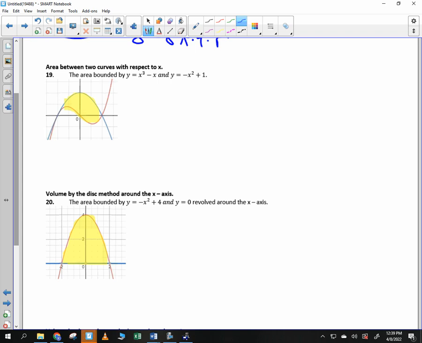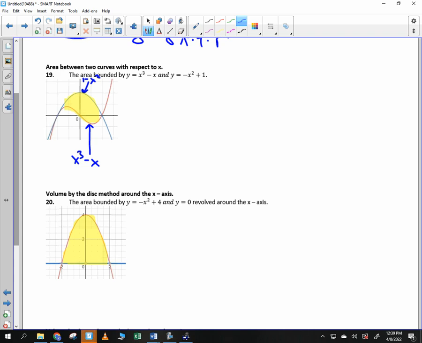It wants to find the area bounded between x cubed minus x and negative x squared plus 1. Can you tell me which function is on top? Yeah, it's 1 minus x squared or negative x squared plus 1. That's the one on top. So you might have to be able to decipher which one is on top, which one is on bottom. And then the one on bottom here is x cubed minus x.